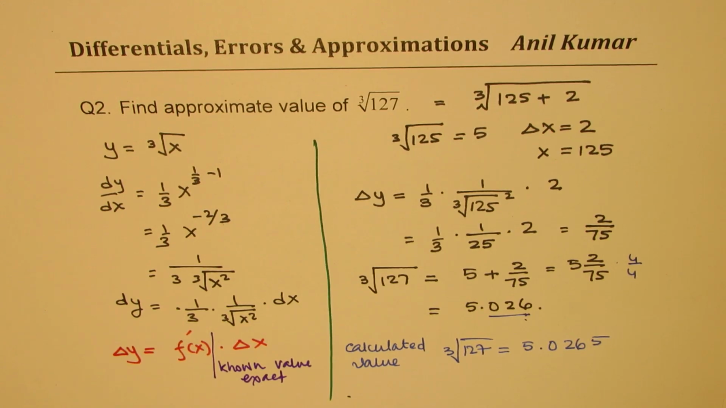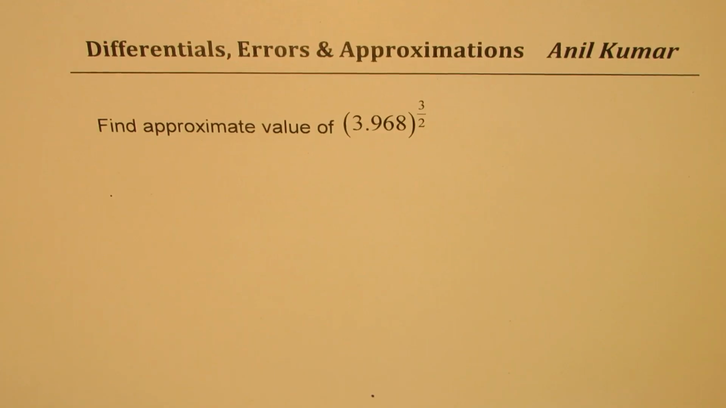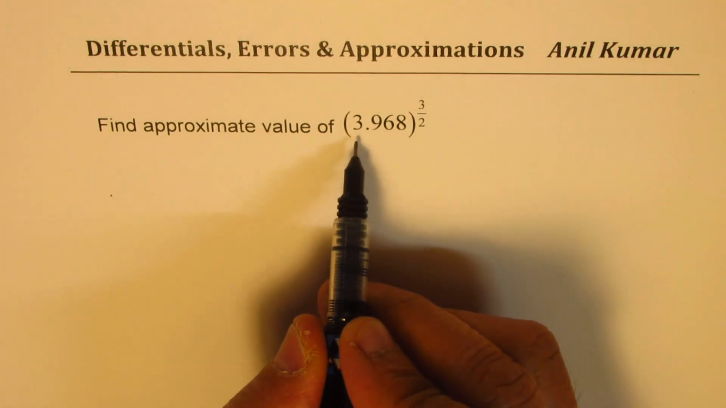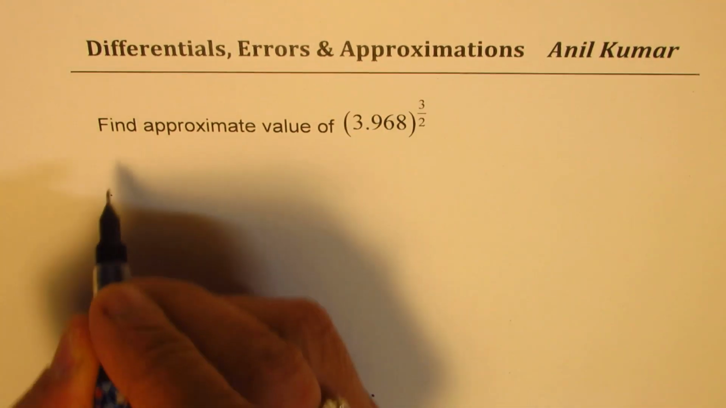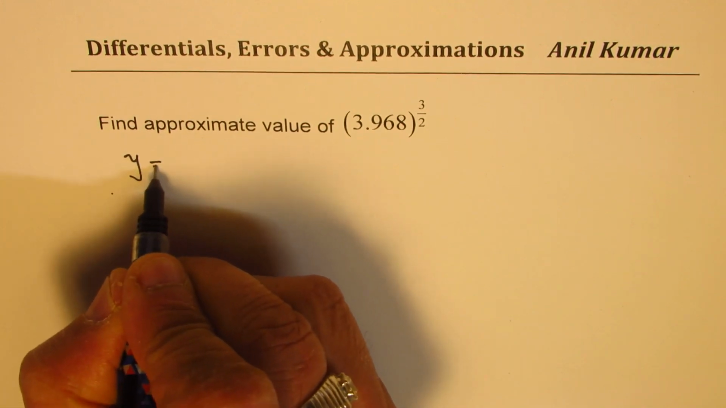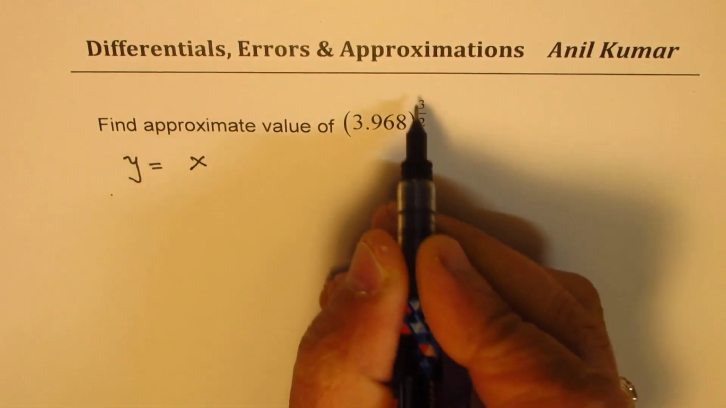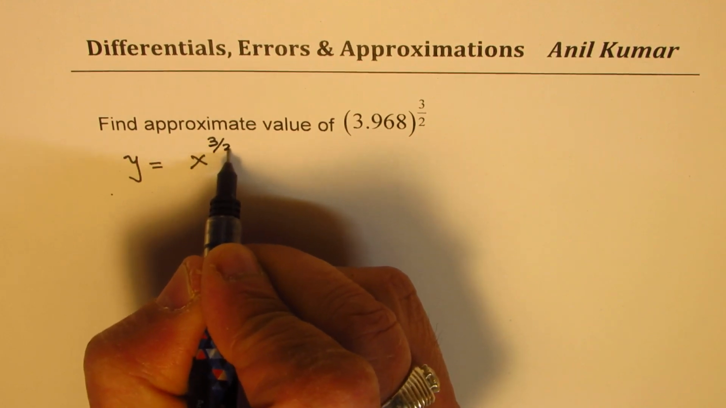Now let's take one more example, so I think you have understood the method. Once you have understood the method, see how easy it is and how much time we take to calculate the approximate value using this method. In a multiple choice test paper also, you can find this answer in less than a minute, right? So we are given 3.968 to the power of 3 over 2, right? So that means our function y will be equal to x to the power of 3 over 2. Do you see that? x to the power of 3 over 2.